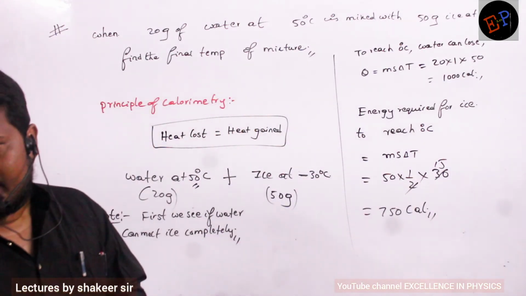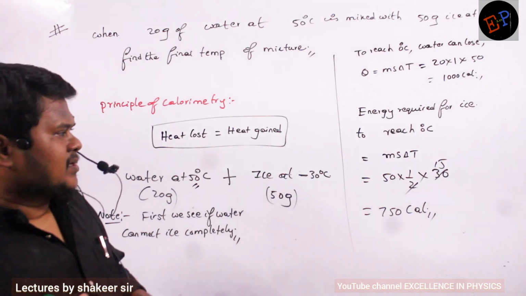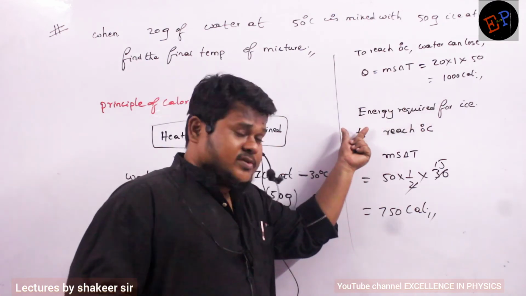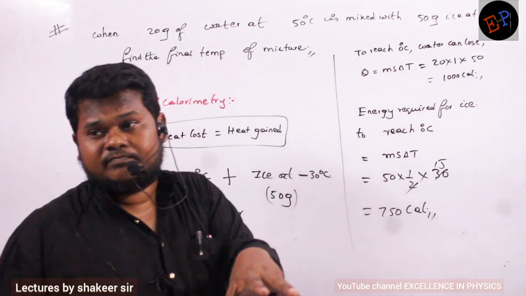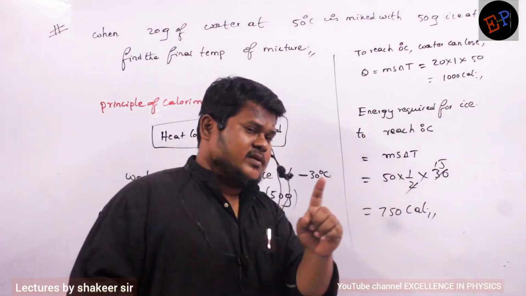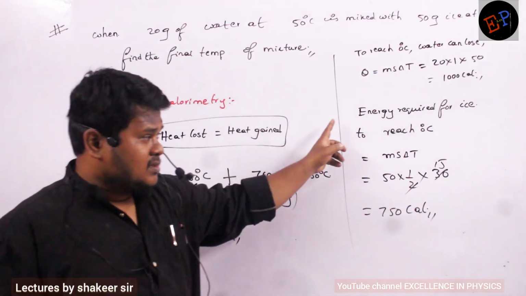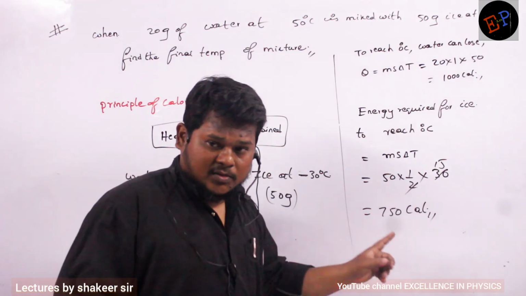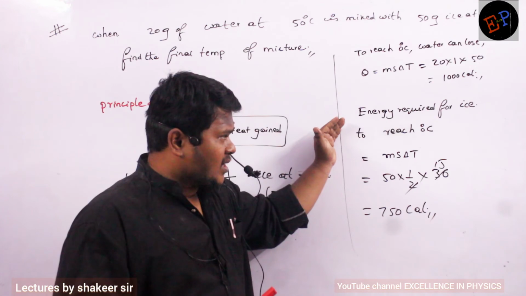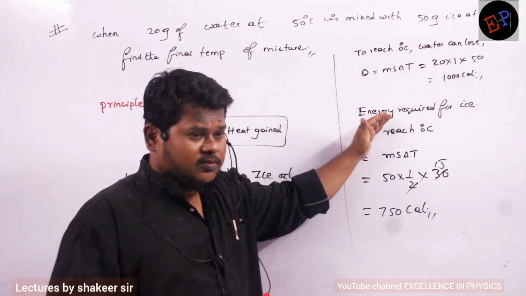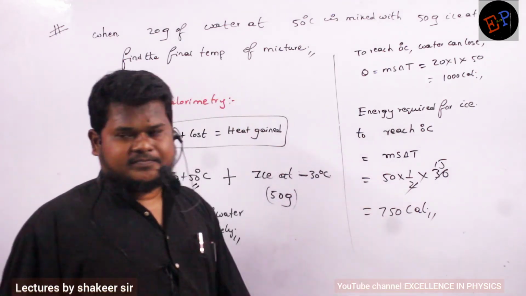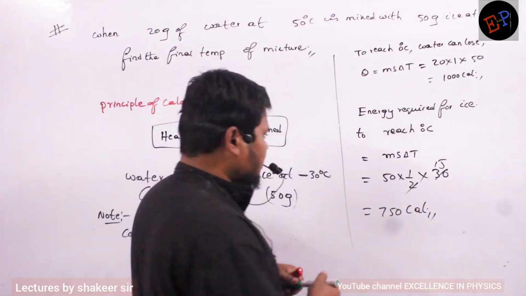Is it clear what is happening? So water can supply 1000 calories. But ice, to reach from minus 30 to 0, requires 750 calories. Has the ice melted? No, the ice did not melt still. Just for ice to reach from minus 30 to 0, it requires this much energy. Then what is the energy required for melting?